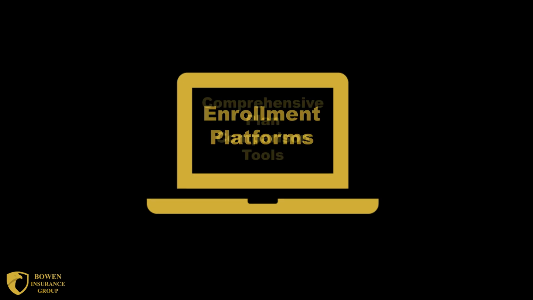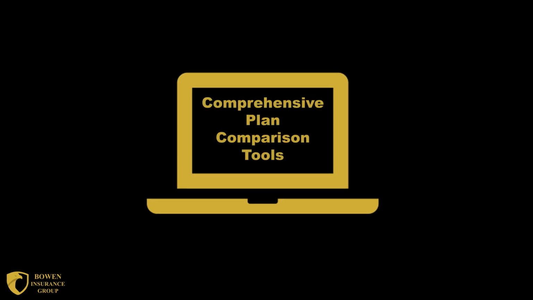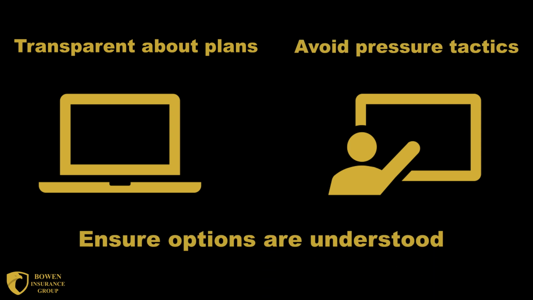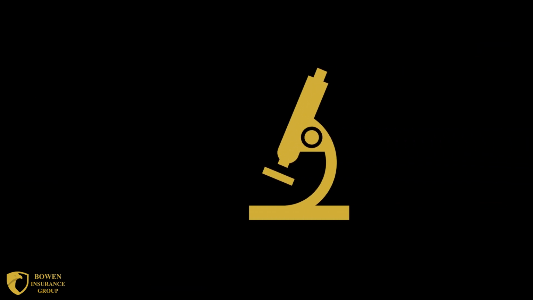As insurance agents, we use a wide range of tools and resources, from enrollment platforms to comprehensive plan comparison tools. We also receive ongoing training and proudly enforce ethical guidelines and compliance regulations. That means that when we're speaking with clients, we are transparent about the plans that we represent, avoid pressure tactics, and ensure that the options are fully understood before making a decision. Here are some key factors that we look for during this process.